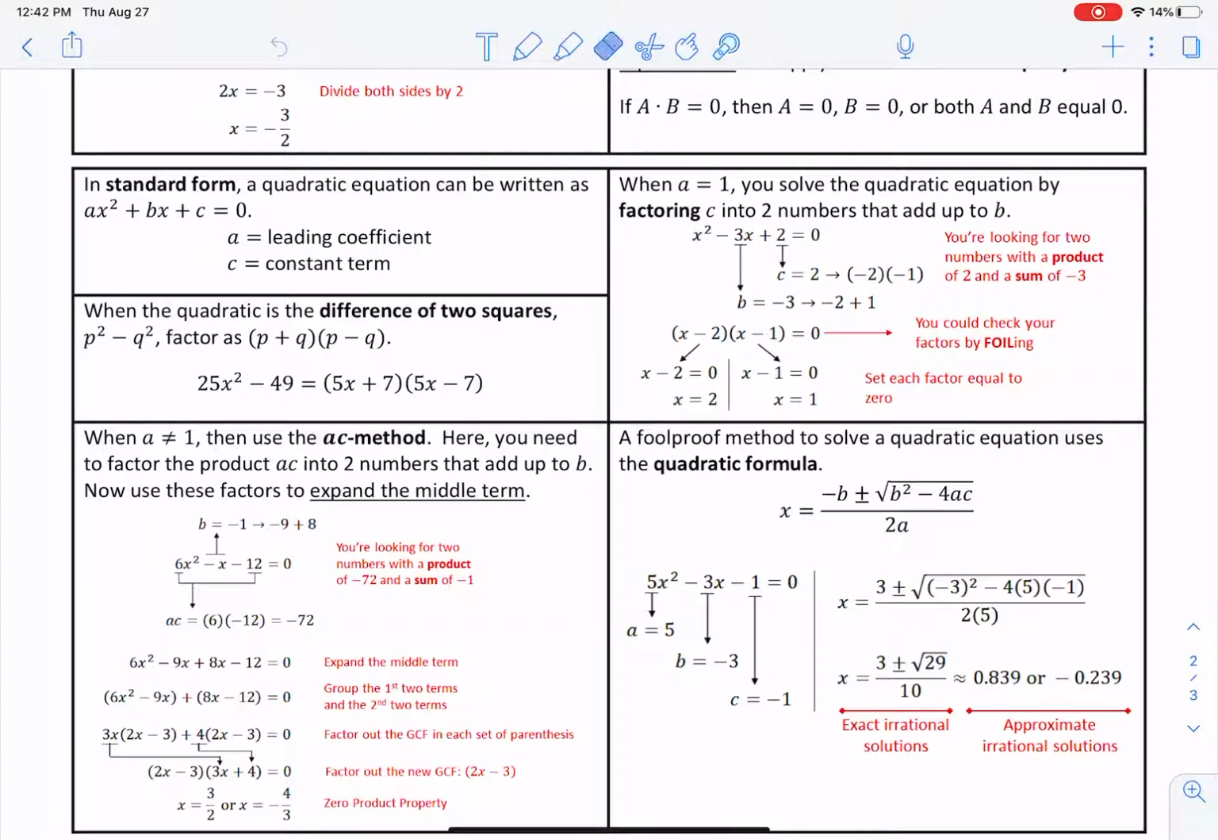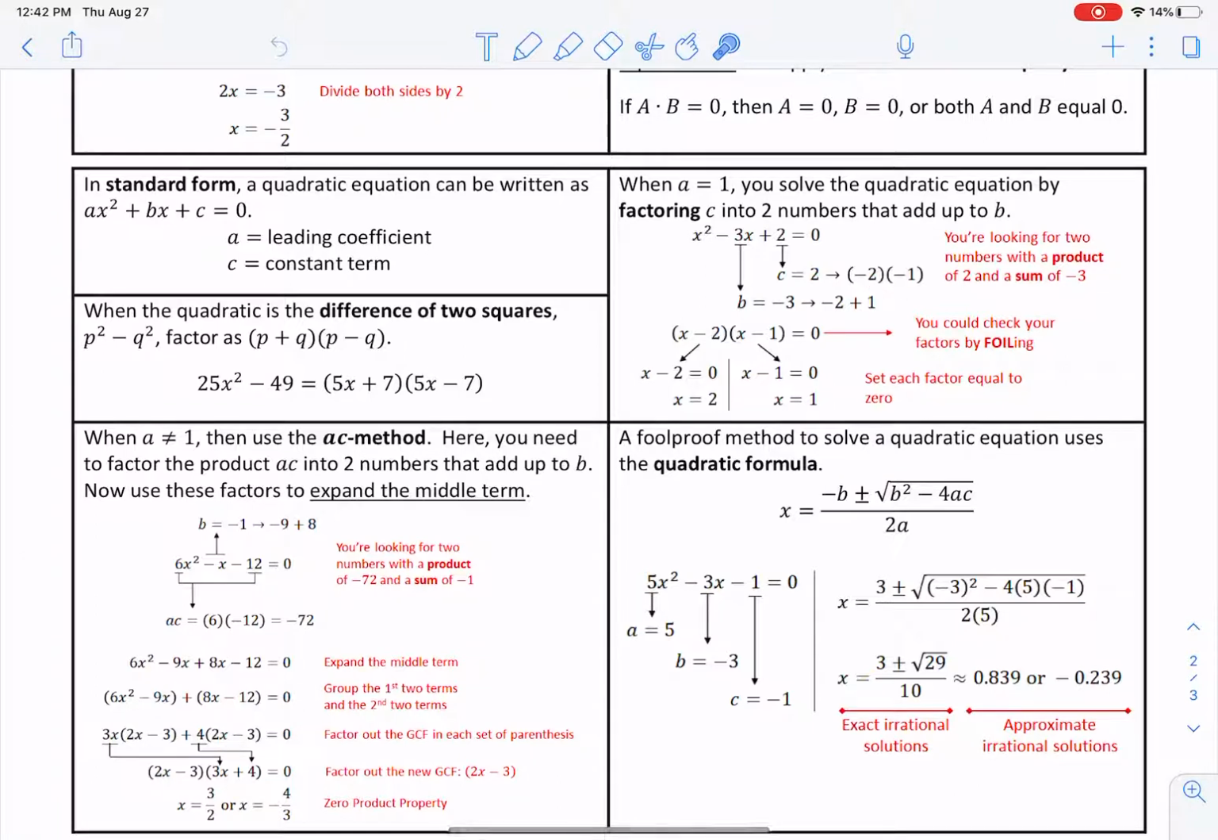It says you solve that quadratic equation by factoring c, your constant term, into two numbers that add up to b. Here I have a 2 for my constant term. I'm looking for two numbers that multiply up to 2, and then add up to my b number, which is -3. What times what gives me 2 and adds up to -3? You can see the two examples right here. It's -2 times -1 gives me a +2.